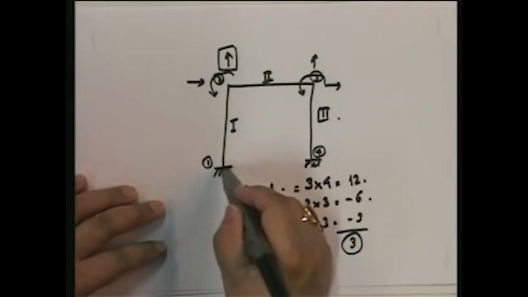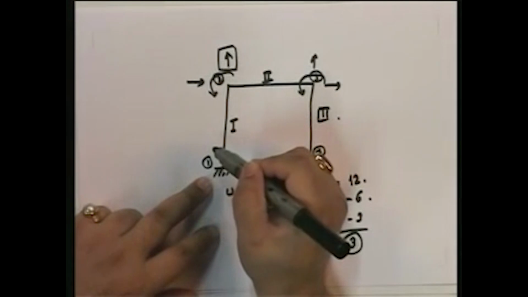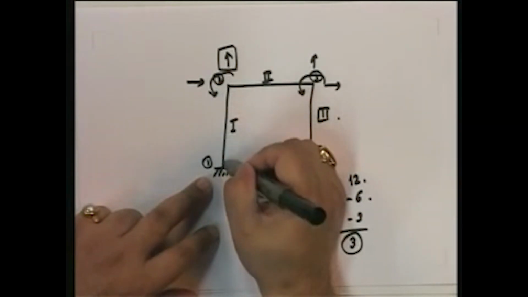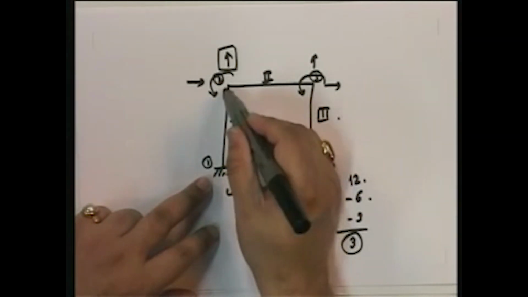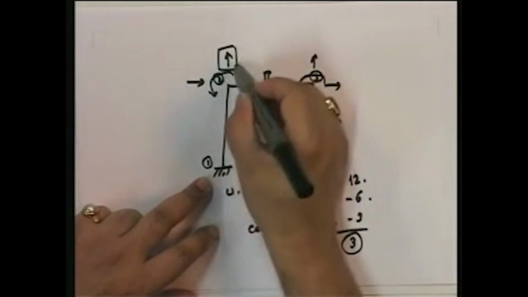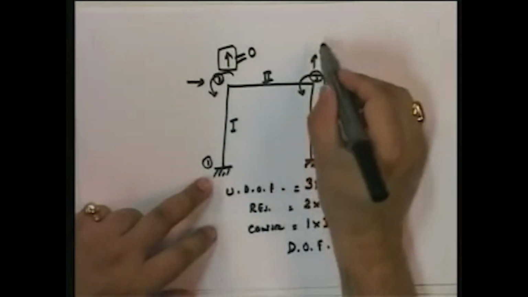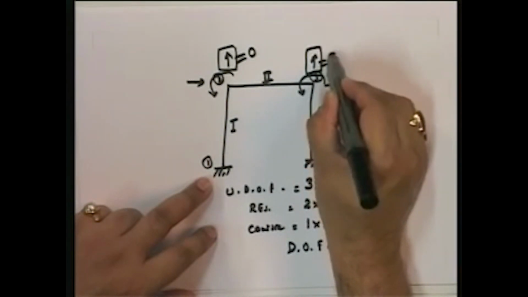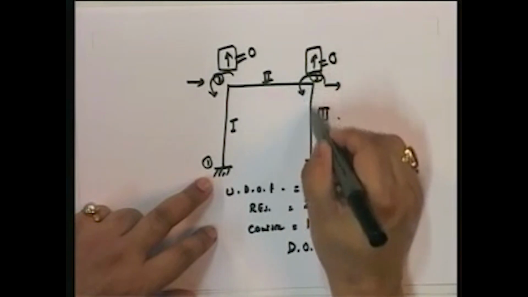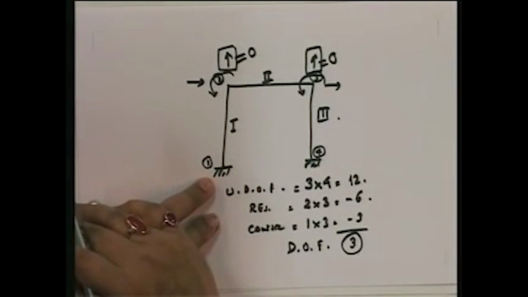This joint is not going anywhere vertically. If this joint moves vertically, what happens? That means this member is being deformed, but it's actually rigid. So therefore, I know that this displacement is equal to 0. Similarly, I know that this displacement is equal to 0, because this displacement would entail this column deforming.